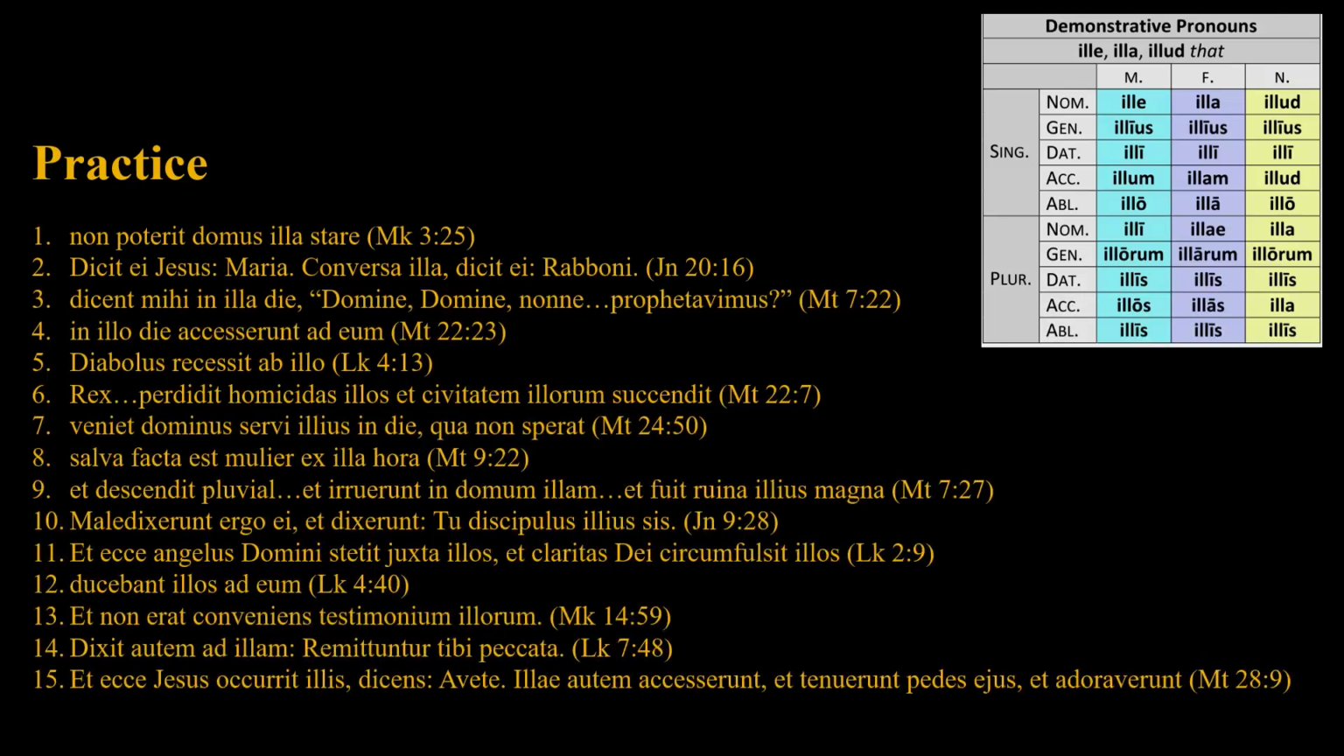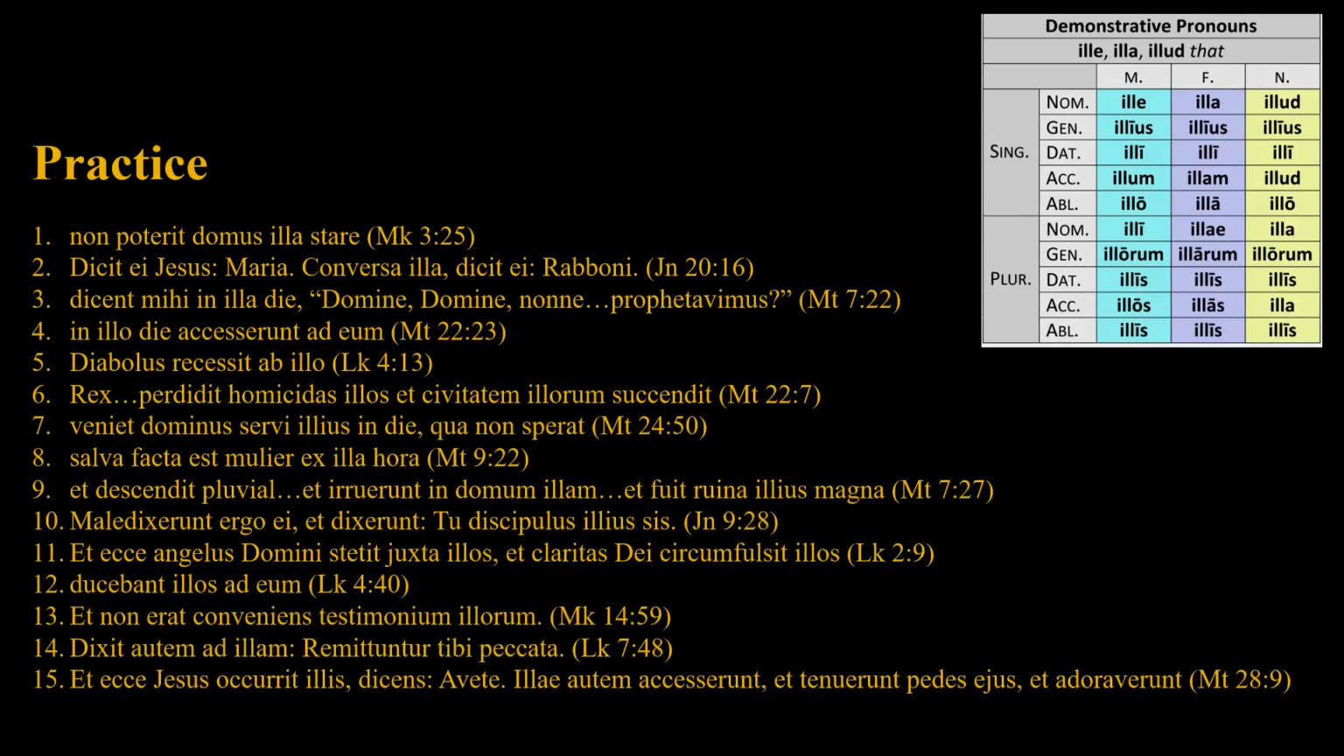Number 5. Diabolus recessit ab illo. Recessit, to recede, to retreat. Diabolus, the devil, recessit, retreated, went away, ab, from illo. So we have the preposition ab there. I'm expecting to see it in the masculine ablative. There it is, ab illo. That is ab illo, ab, from that male, from that man, from that male thing. Okay? We would just translate it in English, the devil left him. The devil went away from him, something like that.